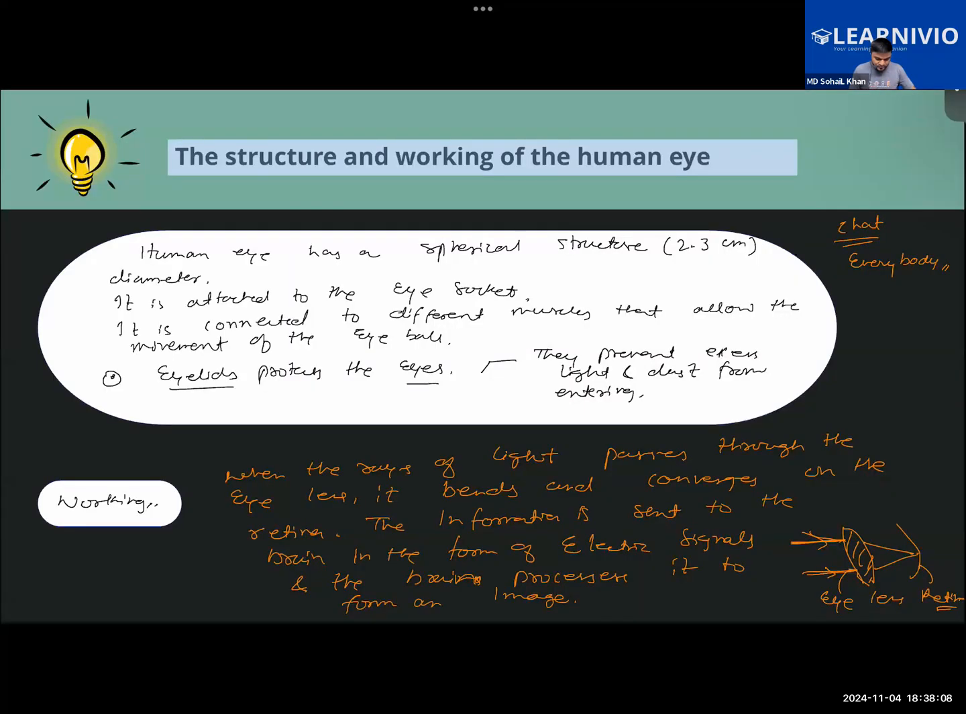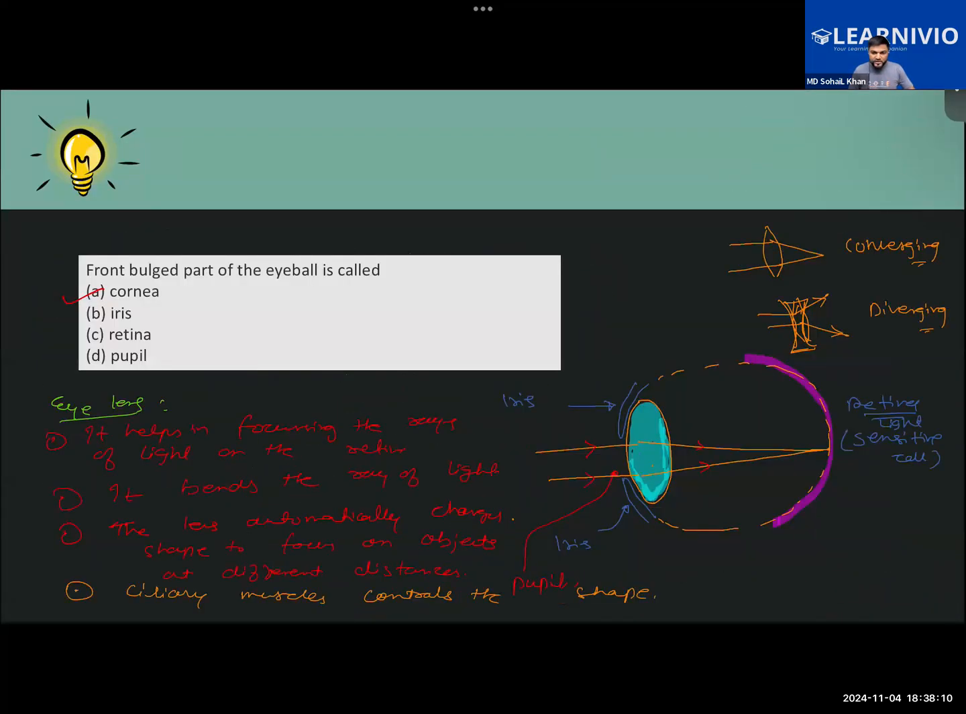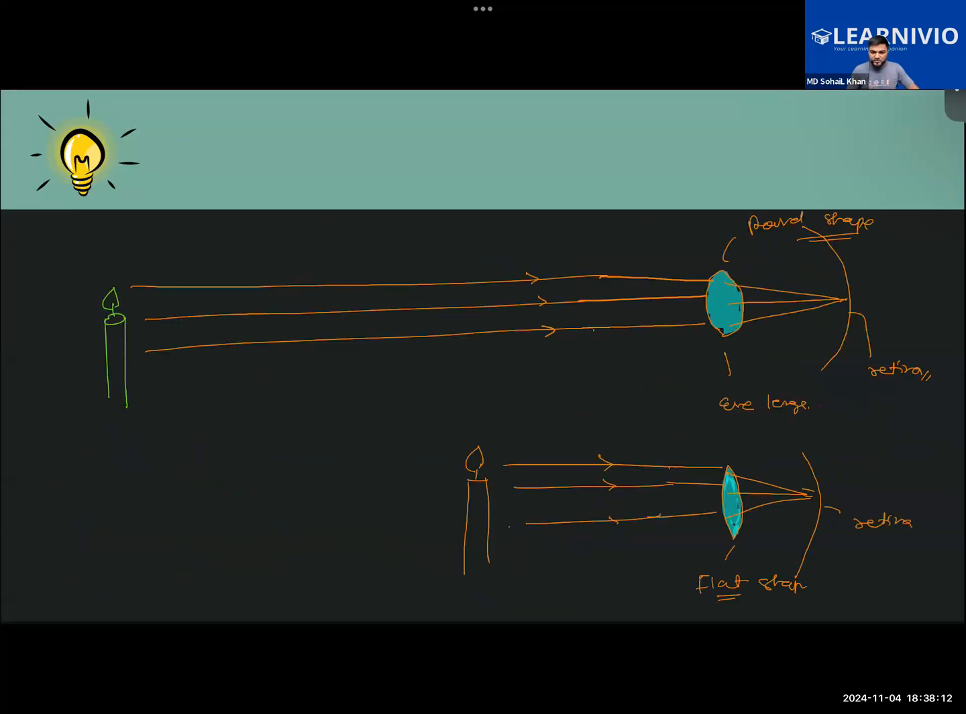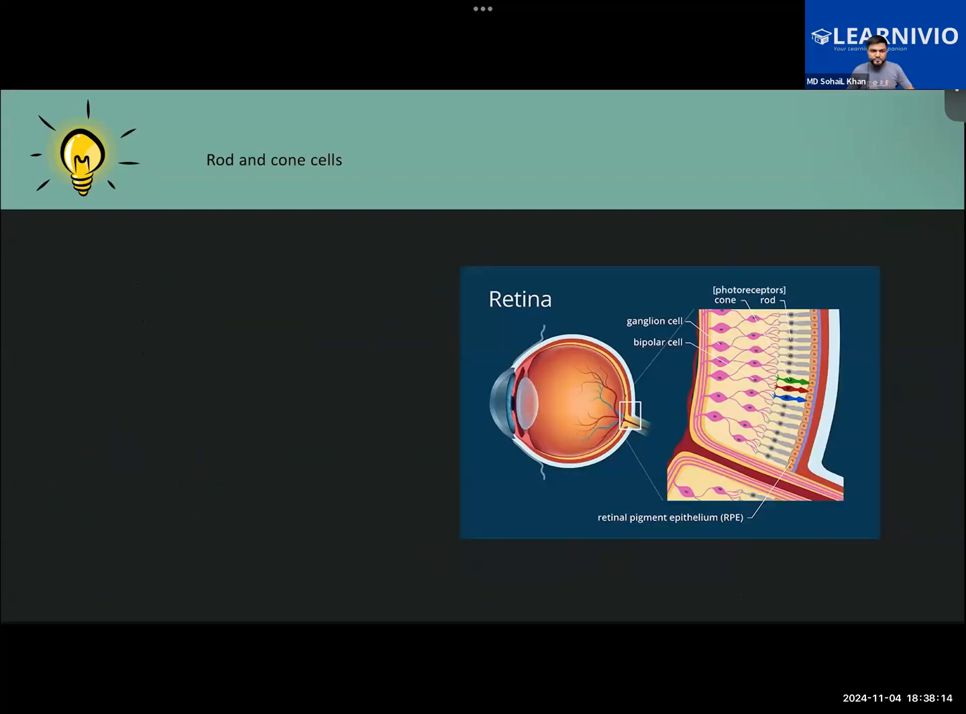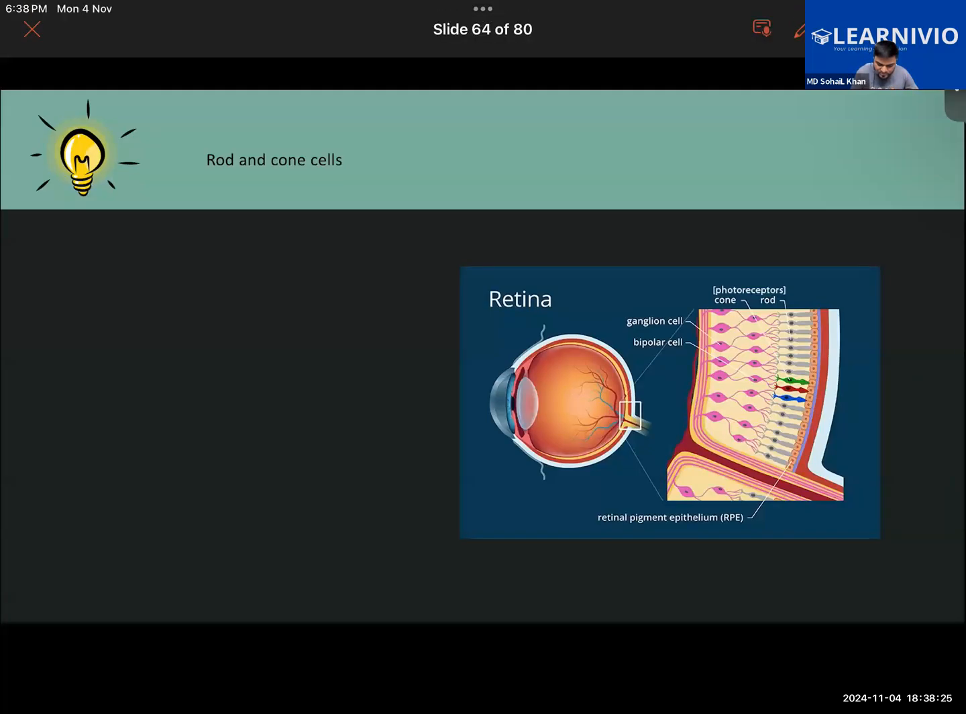Let's continue further. So today we are going to learn about the function of the retina, where the image formation will basically take place, right? So the retina has sensitive cells. It has two types of sensitive cells. They are called the rod and the cone cells.